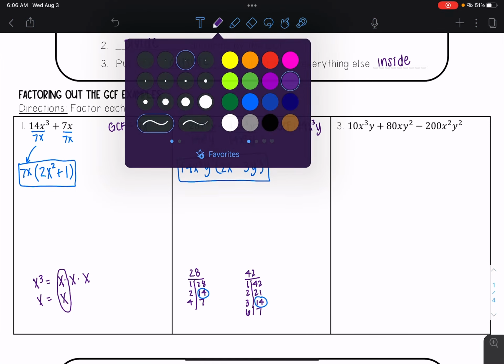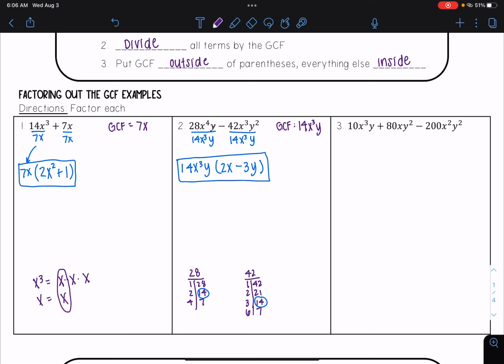Okay, let's look at one more. So here I have 10x cubed y, 80xy squared, and 200x squared y squared. So I want to find my GCF. This time I have 3 terms that I need to worry about. First I'm going to look at the numbers, and I have 10, 80, and 200. And here I can see that the biggest number that goes into all 3 is going to be 10.